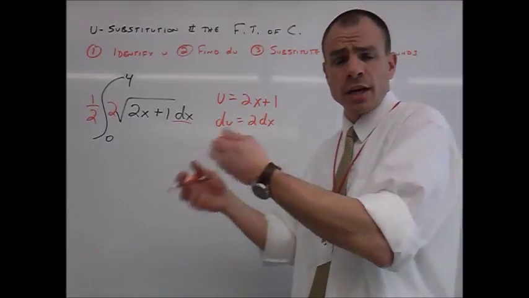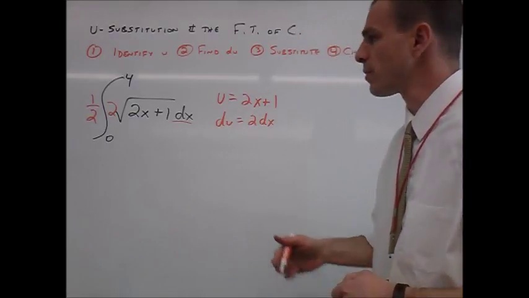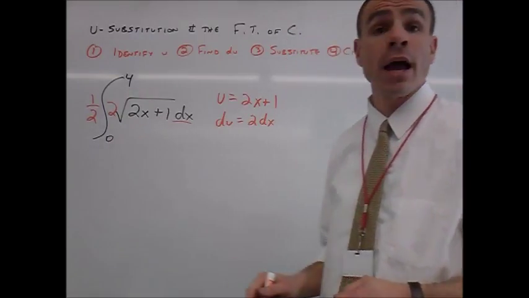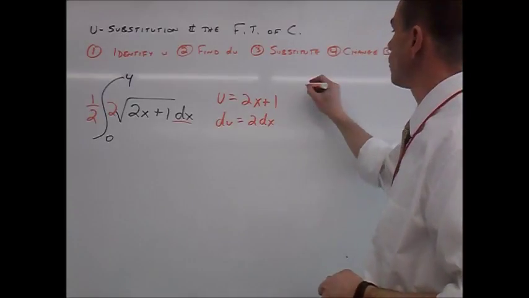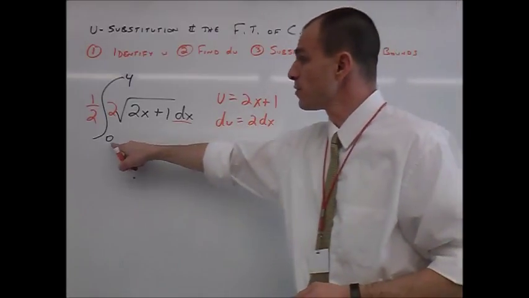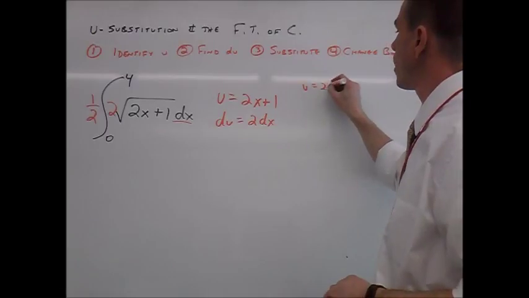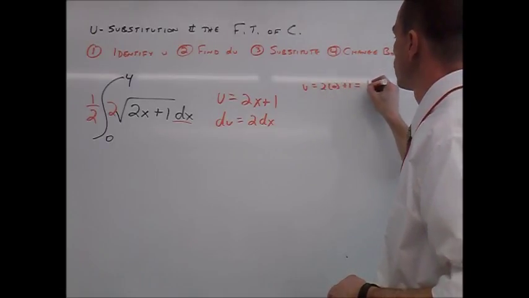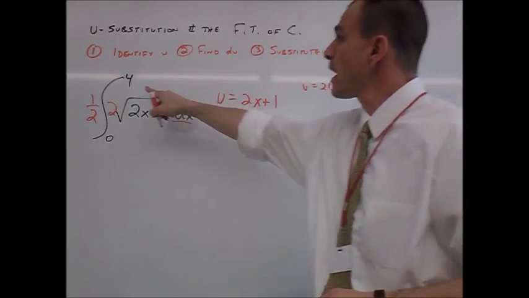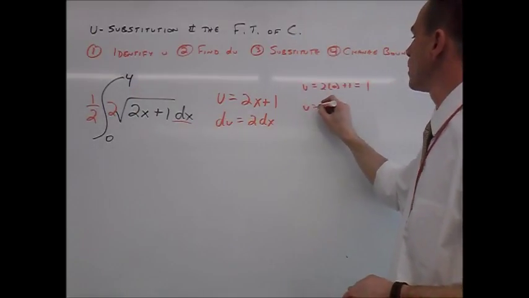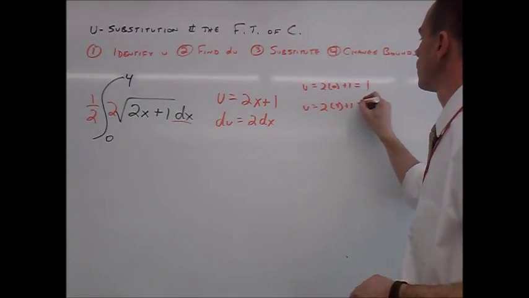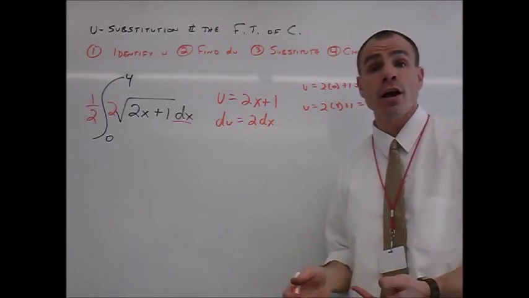While we're doing this, let's work with our u variables as well in terms of the bounds, okay? So if x is equal to 0, u is going to be twice 0 plus 1, or 1. And then if x is 4, then u will be equal to twice 4 plus 1, or 9. So there's our new bounds, 1 to 9.